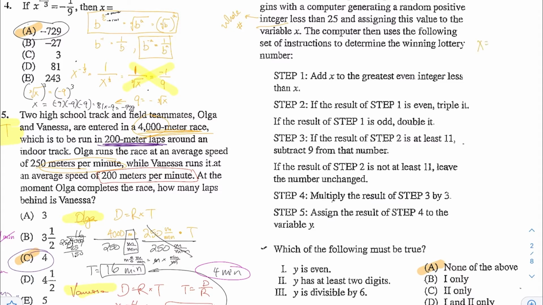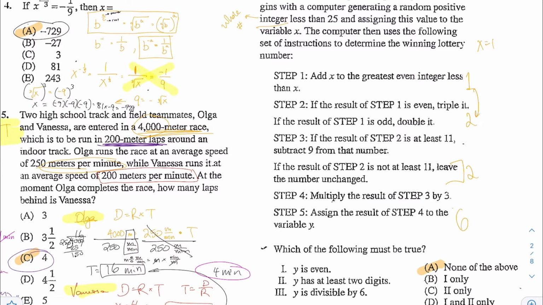Let's say 1. So here, add x to the greatest even integer less than x. Well, the greatest even integer less than this is 0. So 1 plus 0 is just 1. Nothing changed. For step 2, if it's even, you have to triple it. The result is odd, so you double it. This turns into 2. Now this is not at least 11, so you leave it unchanged. And then multiply by 3.